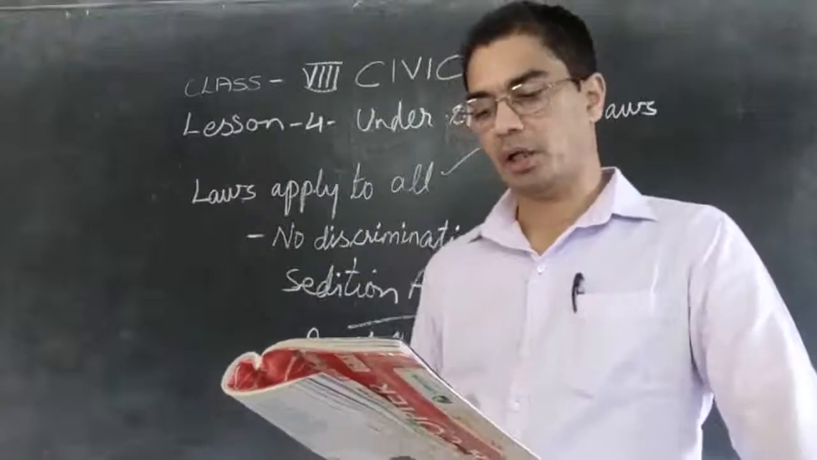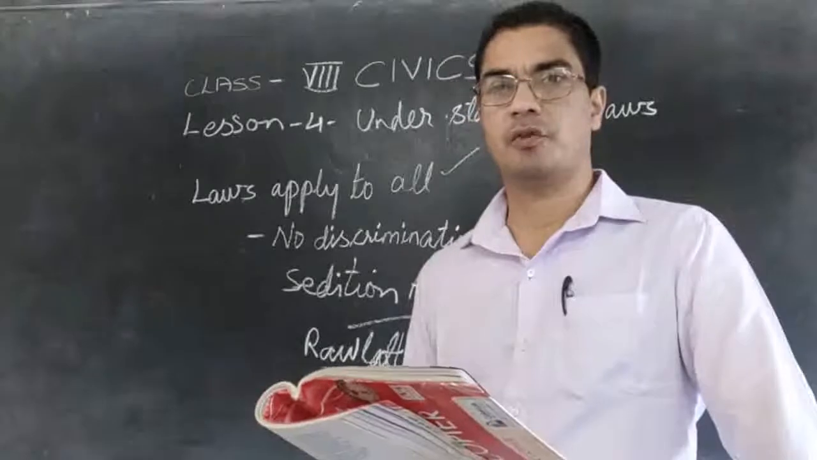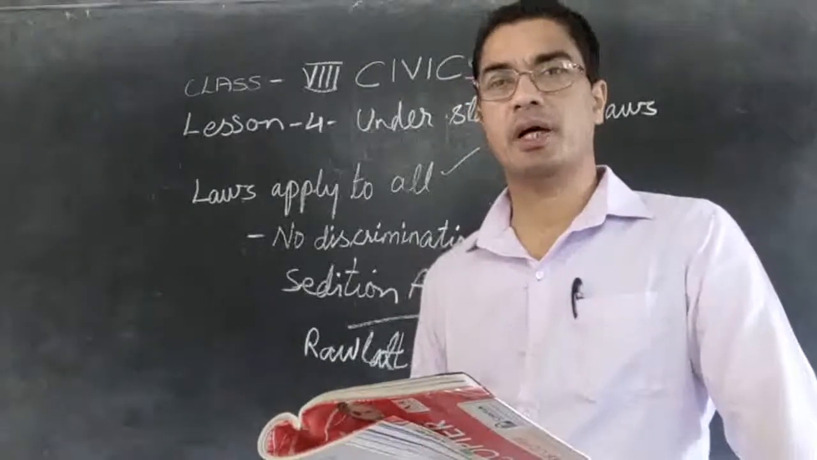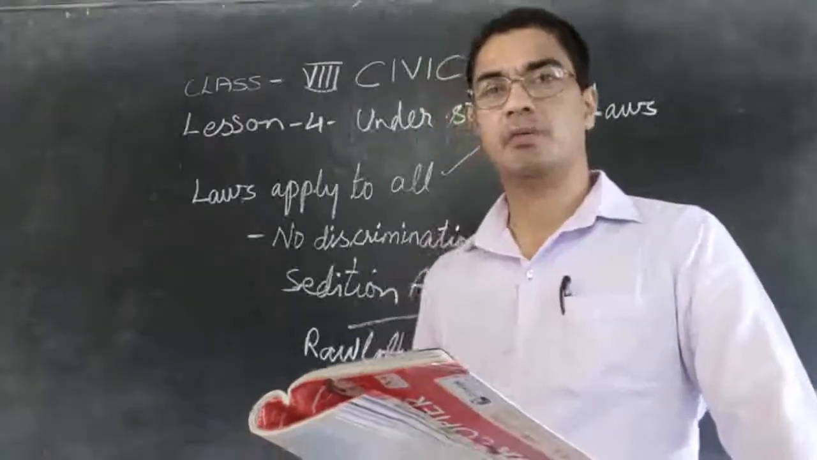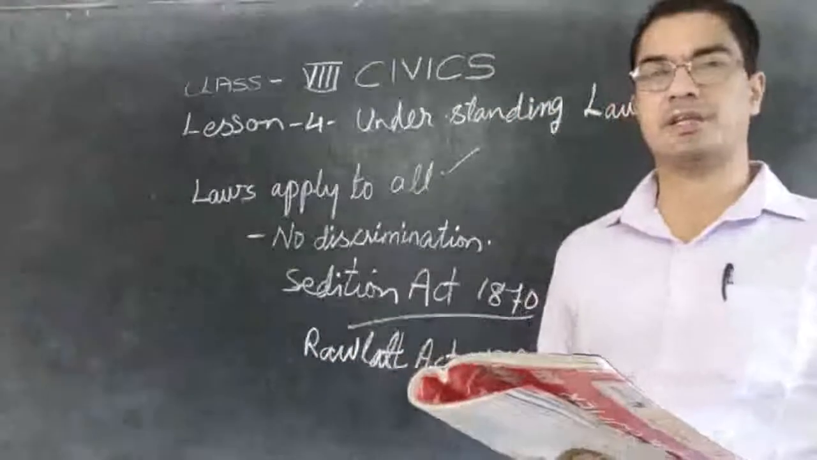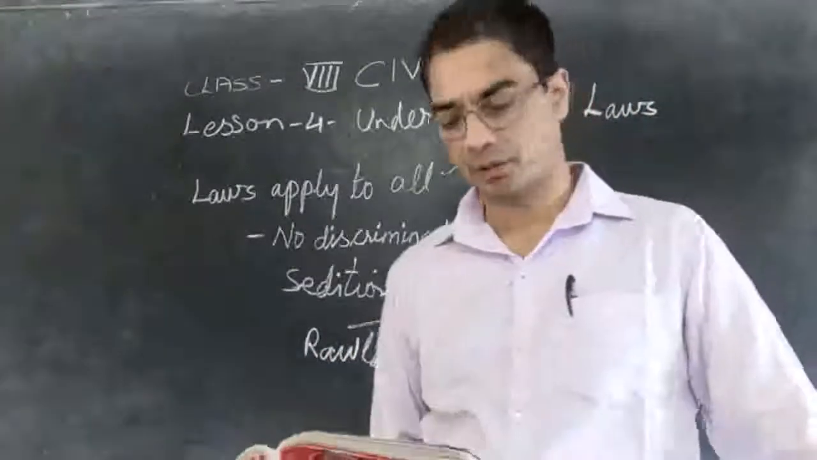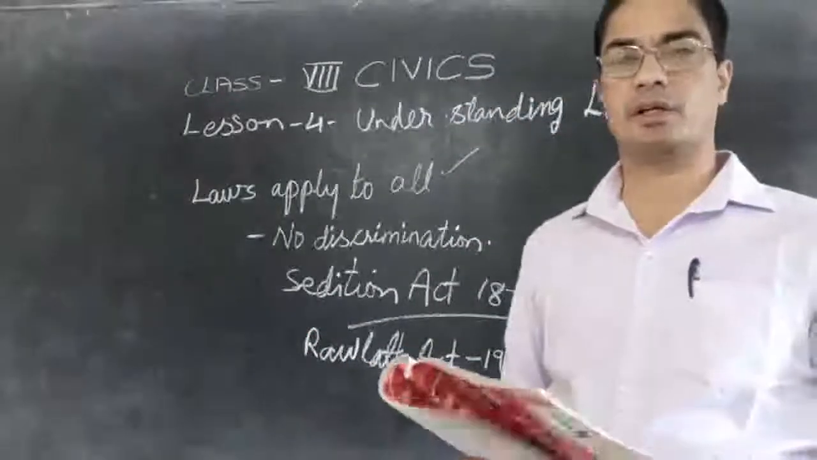That day, hundreds of people died because of this firing. Actually, the people did not do any violence. They were having peaceful protests. And the British officer, General Dyer, came and shot them, and hundreds of people died. So that is an example of another arbitrary law.